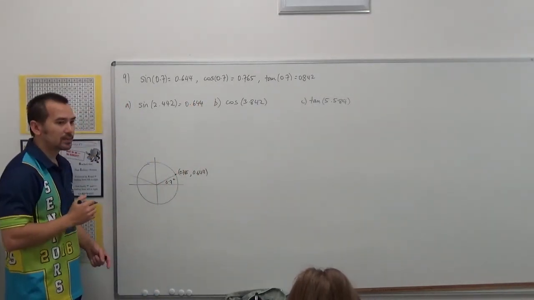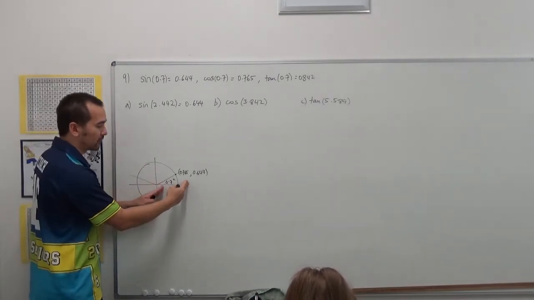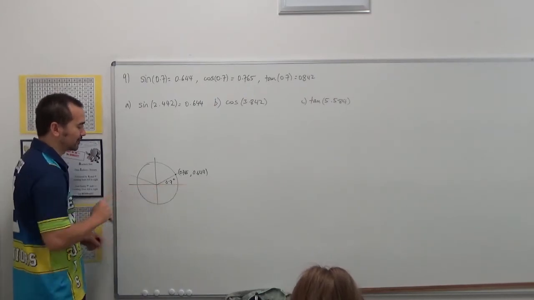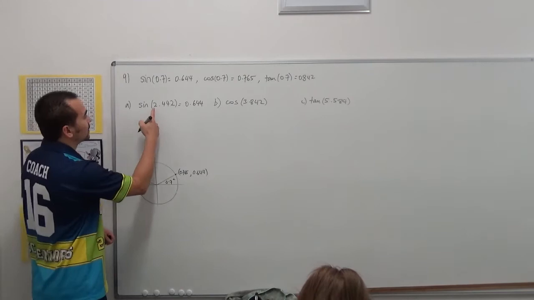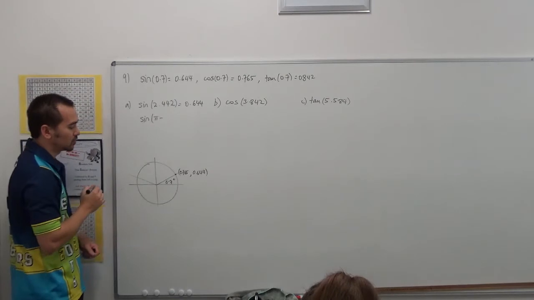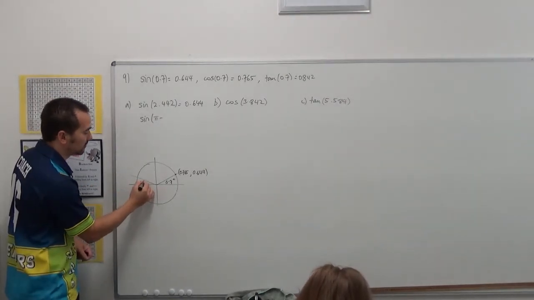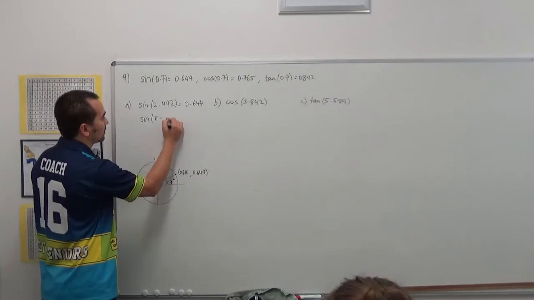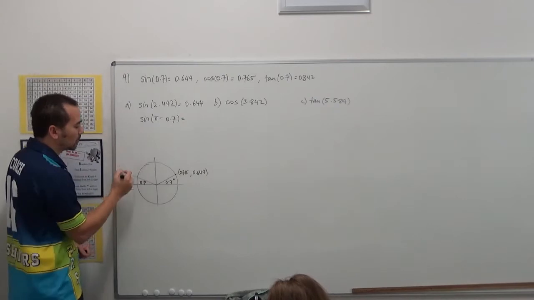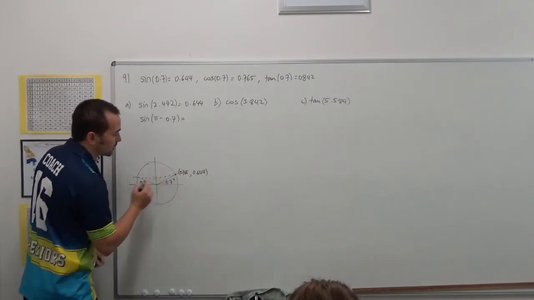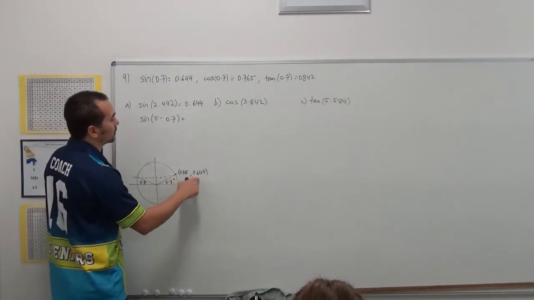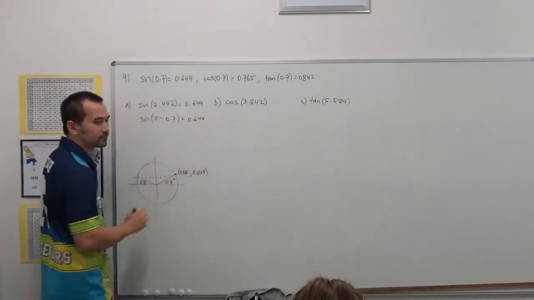Okay? So basically there's a symmetry happening from first quadrant into second quadrant. So basically 2.442 is the same as sine of pi subtract 0.7. True? And since we're in the second quadrant, the y values are the same because of our reflection. So therefore, we're going to use that answer, 0.644.